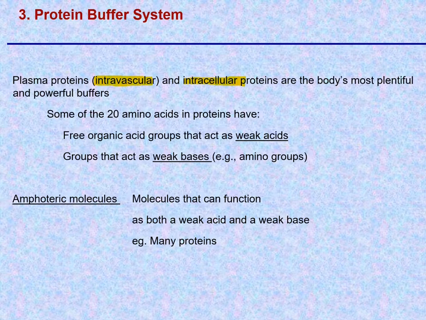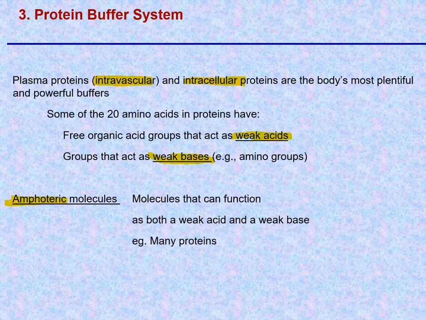And you should realize, of course, that the reason is that some of the 20 amino acids have a free acid group. They can act as weak acids, and some can act as weak bases. In fact, some of them have an amino group and an organic acid group attached to the central carbon atom, and therefore are amphoteric molecules. And so they will be able to act as both weak bases and weak acids depending upon which group is interacting with the acid or base.